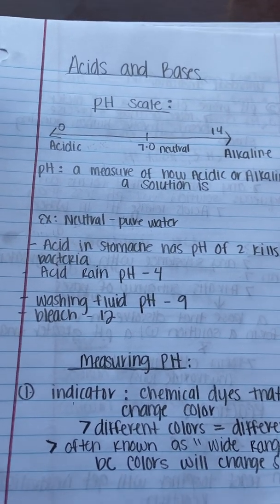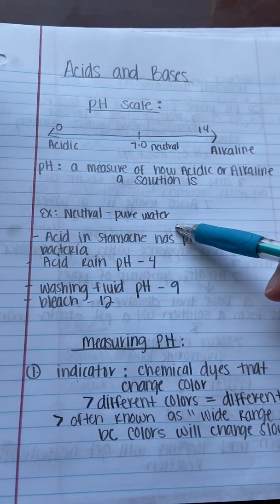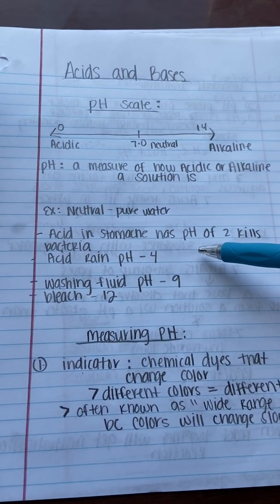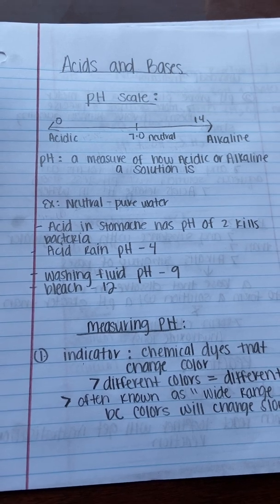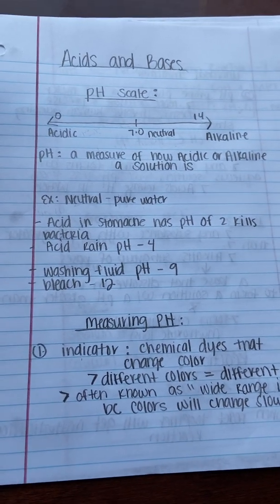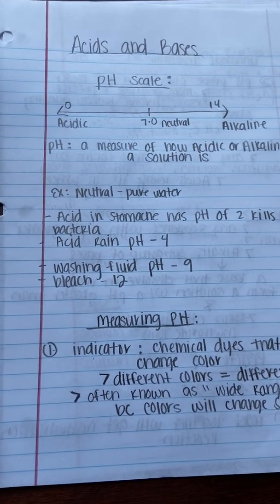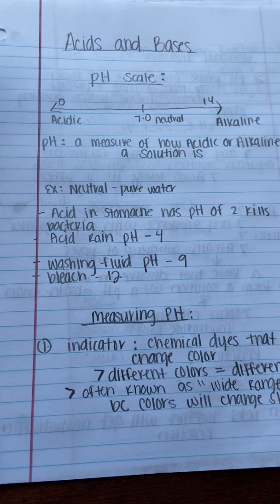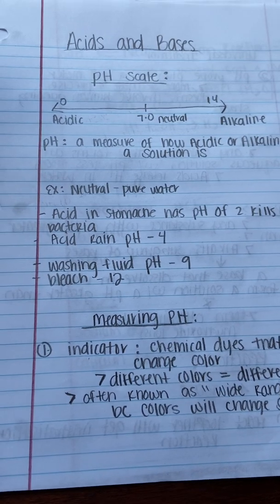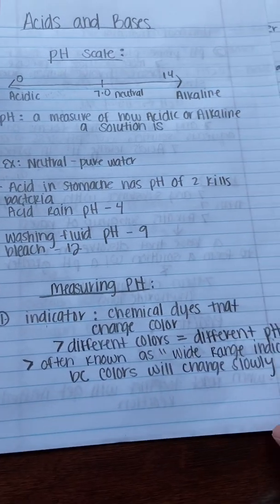Some examples to understand this more clearly. For instance, neutral would be pure water, which is neither acidic nor alkaline. An example of an acid is the acid in your stomach. It has a pH of 2, which helps kill bacteria. The acid in acid rain has a pH of 4. For an alkaline example, washing fluid, like we wash our dishes with, has a pH of 9. And then bleach, everybody knows bleach. Its pH is 12.